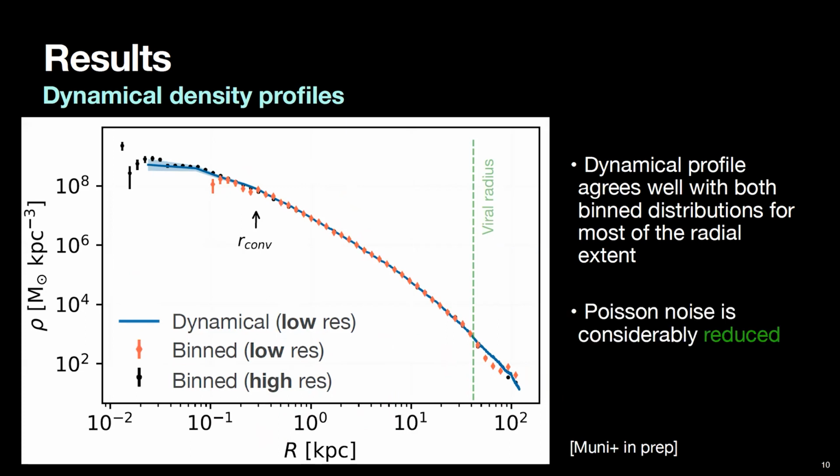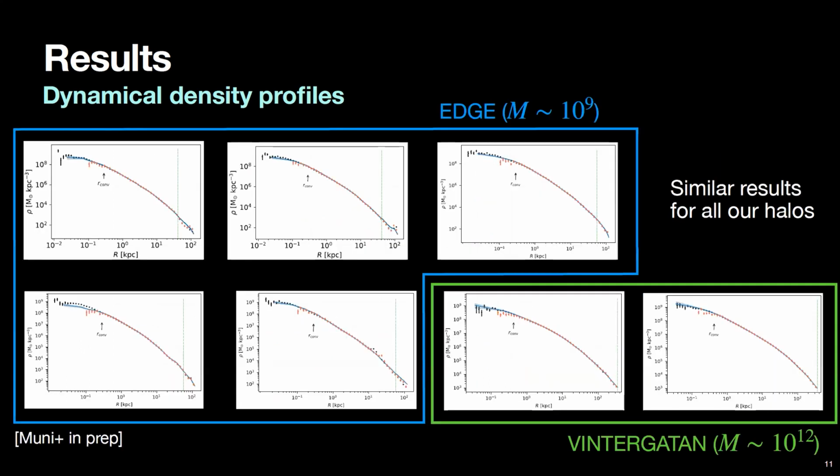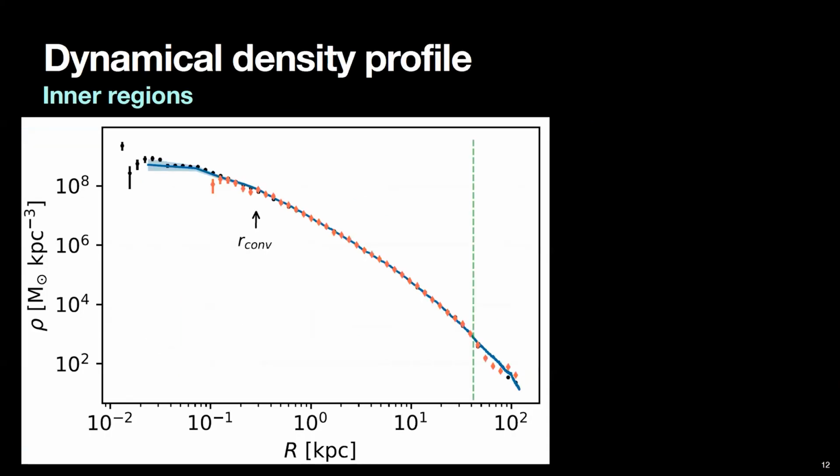And then what is maybe harder to see here, but maybe will become clear later, is that the Poisson noise is also considerably reduced with our method, especially in the inner regions that we care about most. So as I said, we apply this to all of our halos, and the results are consistent for all of them. There are some small differences for some of them, and I don't have time to go into why now. But if you're interested, we can chat later, or you can ask. I'm happy to talk about it. But the main results that we saw for our example halos are true across all of our halos.